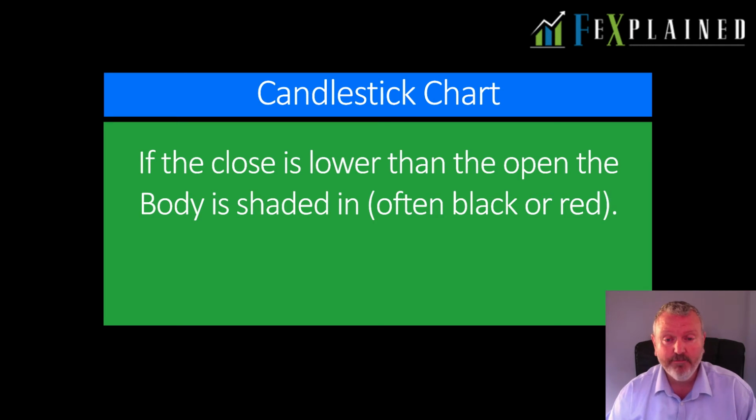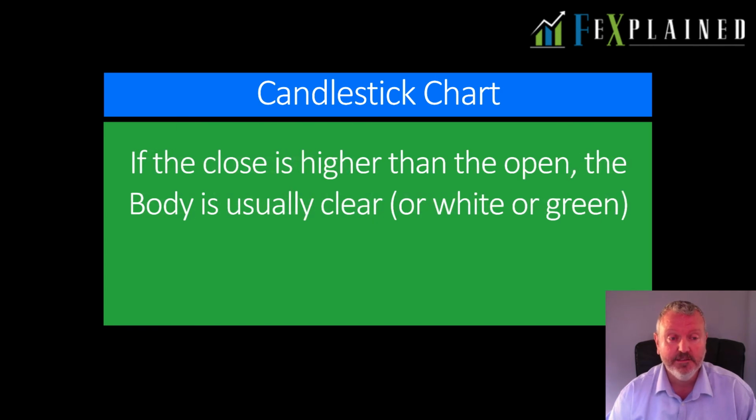Now, if the real body is shaded in, often black or sometimes red in today's markets, then that shows that the open is higher than the close. The close is lower than the open. It's a downward day, and that would be a negative candlestick usually. If the close is higher than the open, the body is usually clear or white or green.